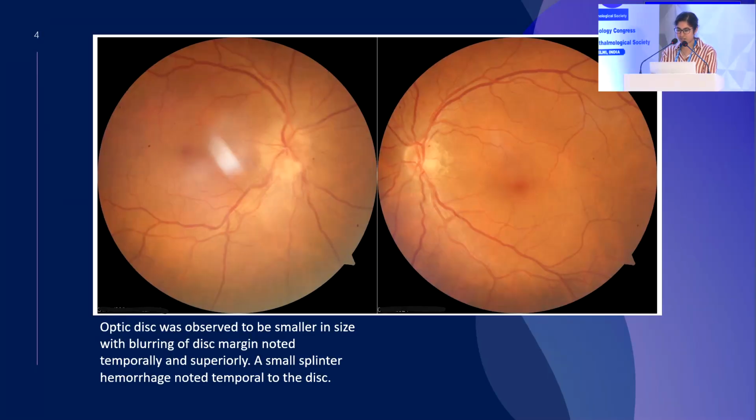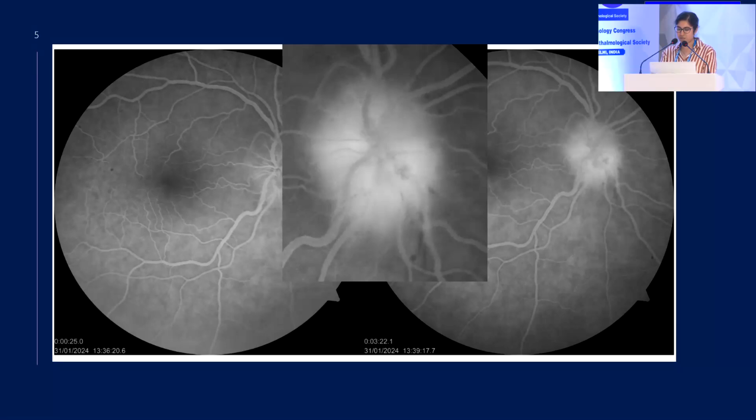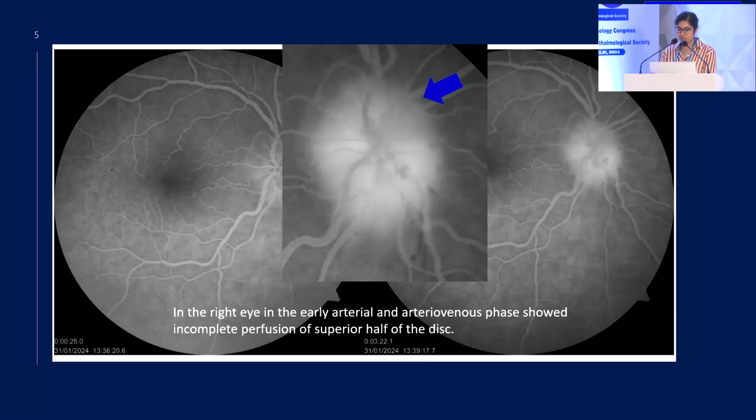On dilated fundus examination in the right eye, there was optic disc blurring seen at the temporal and the superior disc margins, and a small splinter hemorrhage could also be seen. In the left eye, he had a relatively small disc with a vertical cup disc ratio of approximately 0.2. He underwent fundus fluorescein angiography, and in the right eye, it was seen that there was a filling defect superiorly and temporally in the early arterial phases.